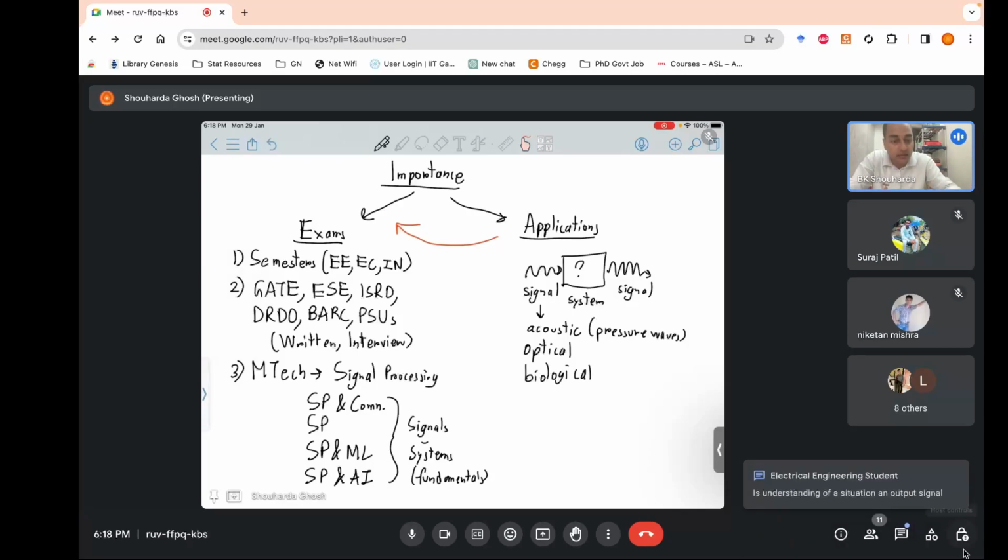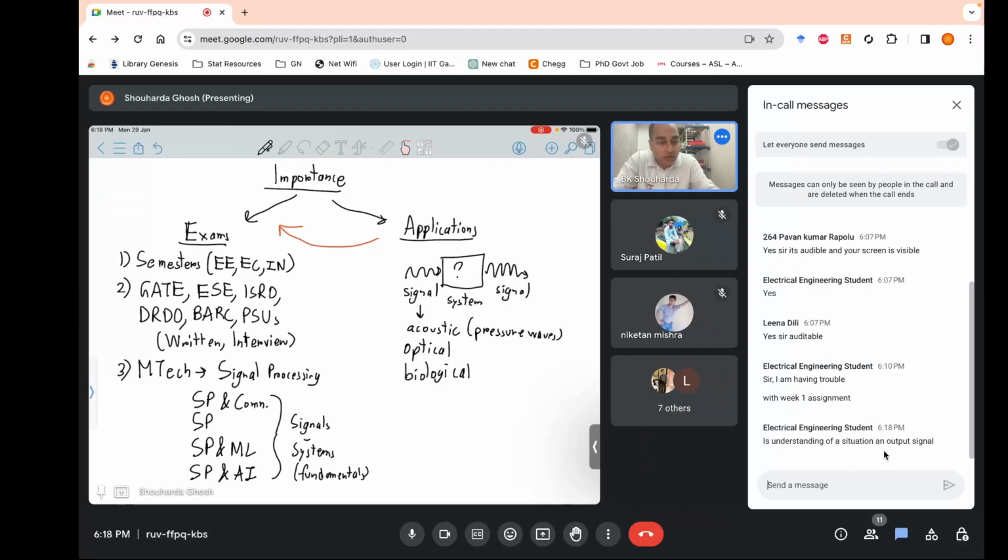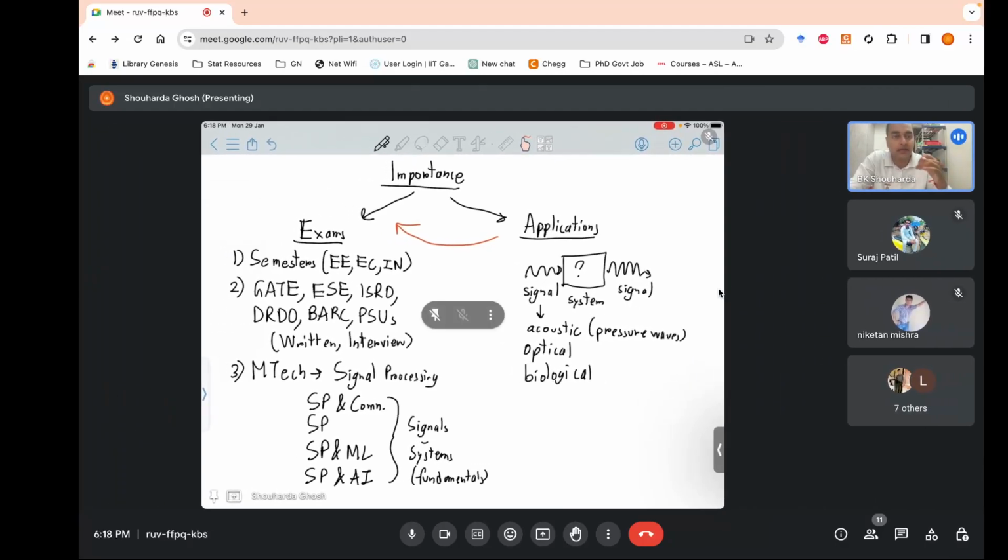Okay, his understanding of a situation and output signal. Yeah, exactly. Nice. So I'll say you something. I've not covered it in signals and systems, but there's something called cognitive science. Cognitive science actually models the entire, let's say, an animal mind or a human mind as a kind of system. And let's say you give some inputs to it.